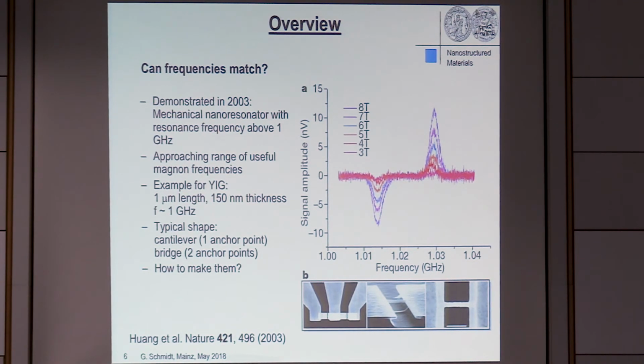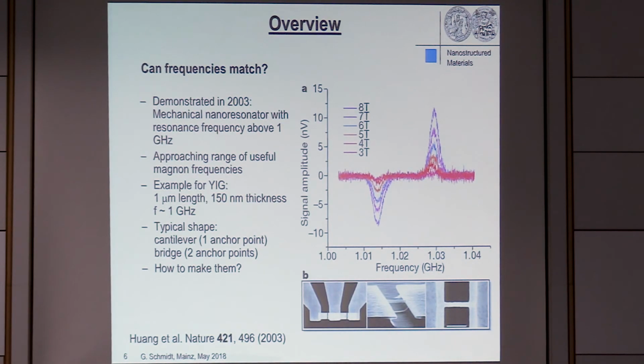One thing which we also thought about in the beginning, because we are doing ferromagnetic resonance and we also want to do our own experiments on our resonators, is whether it is possible to make resonators where we can actually match the mechanical frequencies to the FMR frequencies. And there are some examples from the past. For example, in 2003, the group of Michael Roukes already presented, in this case, I think, silicon carbide resonators, which went to the regime of 1 gigahertz. So here you can see the measurements from these resonators. And you have a clear mechanical resonance at 1 gigahertz.